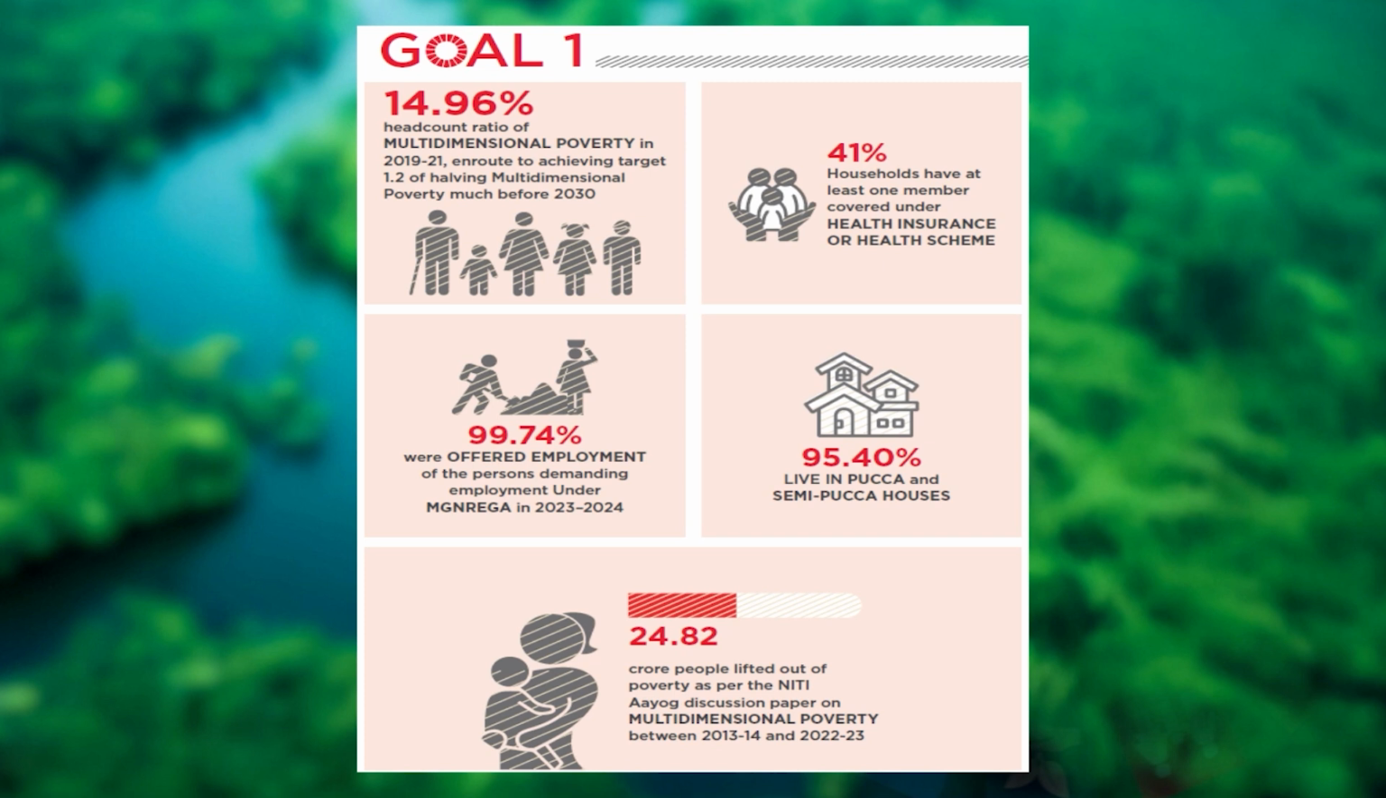Then 41% of households have at least one member covered under a health insurance or health scheme. Then 99.74% were offered employment under the MGNREGA in 2020-24. 95.4% live in Pucca and semi-Pucca houses. 24.82 crore people were lifted out of poverty as per the NITI Aayog paper on multidimensional poverty between 2013 and 2022-23.